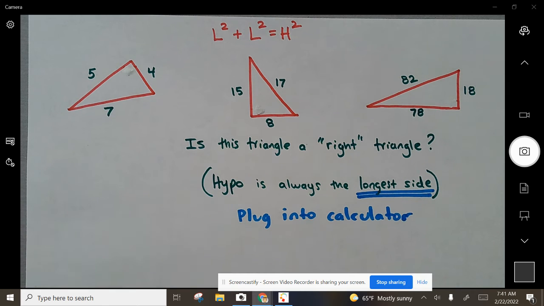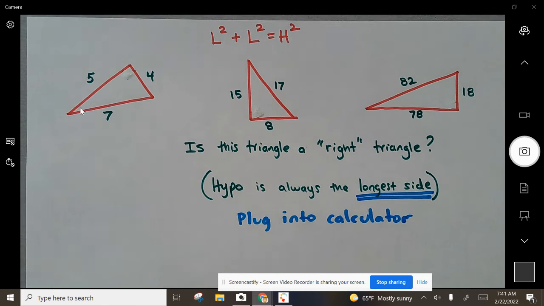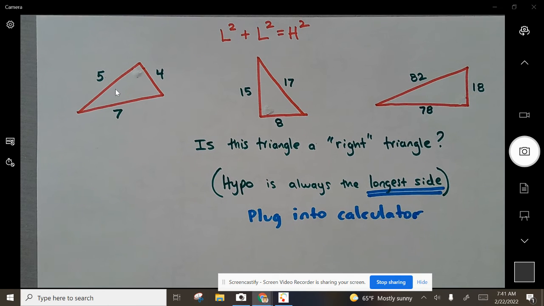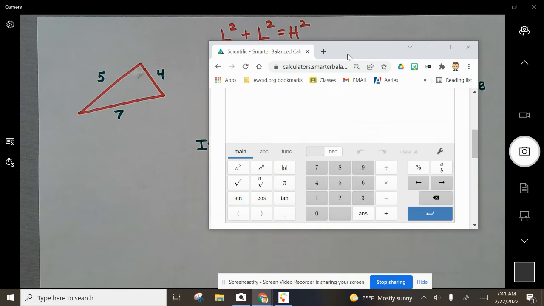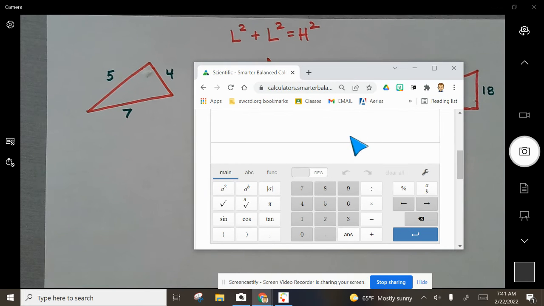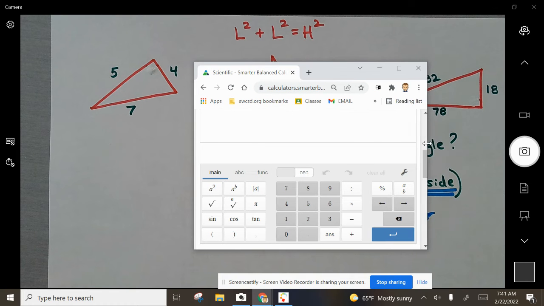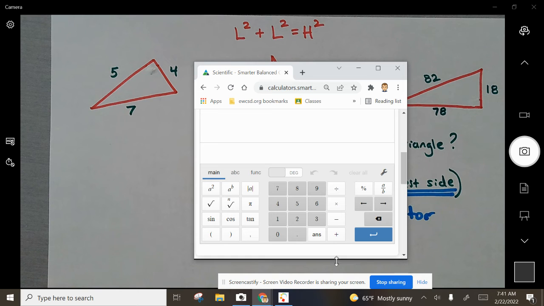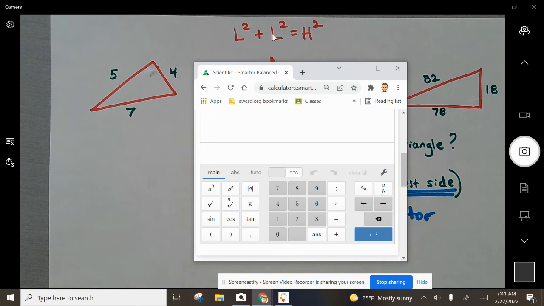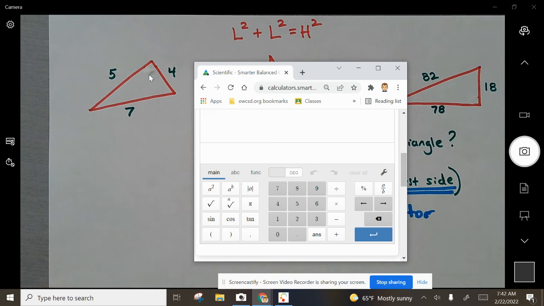But you do need to remember this step right here. What is the longest side? So we're going to test this idea of, is this a right triangle? How are we going to test it? Well, we're going to plug it into the calculator and see if it makes sense. What would I consider a leg, and the hypo? Is this a leg and this is a hypo? We don't know because there's no right angle sign. We could kind of guess because of this L, but what do we know?